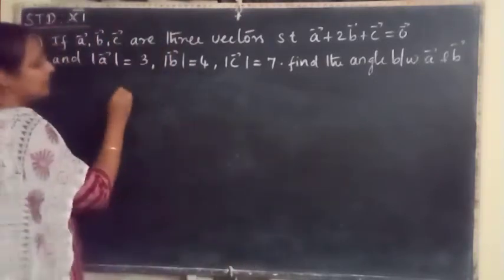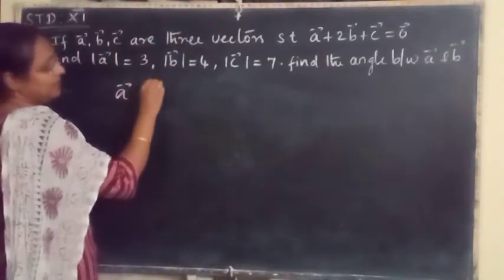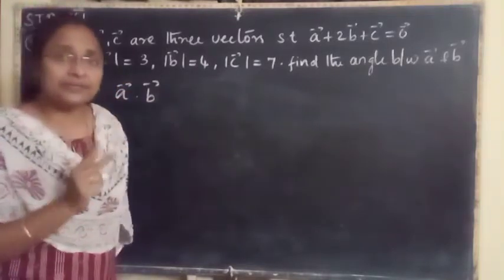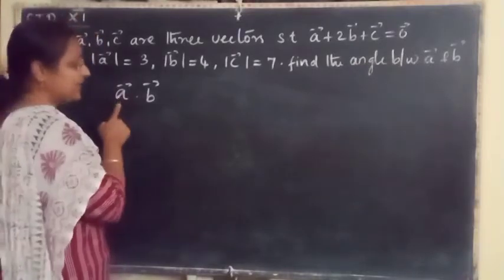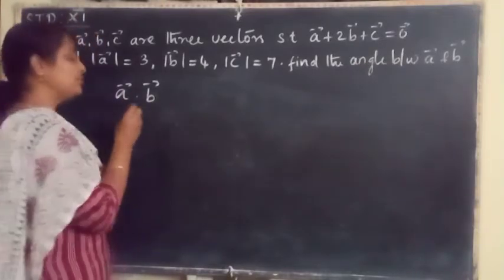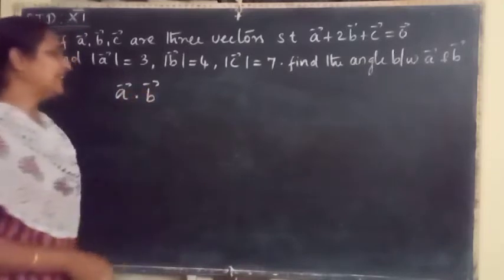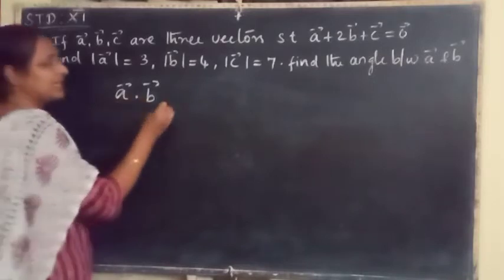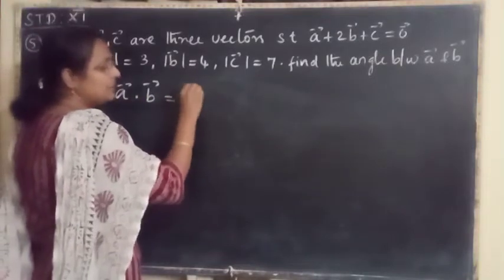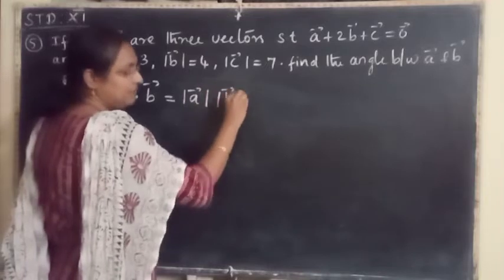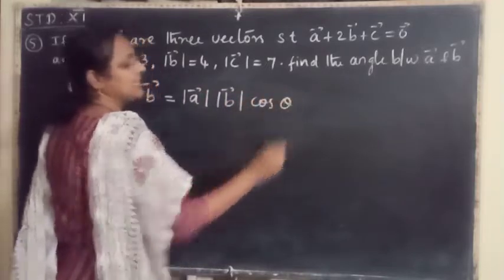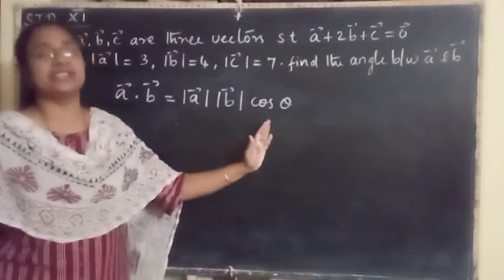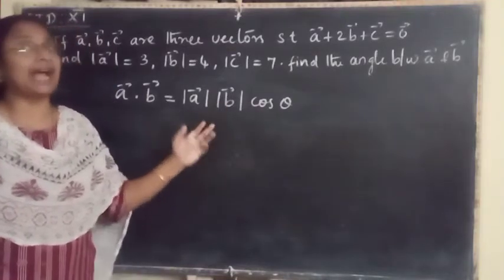Now A vector dot B vector. A and B are two vectors, and we are going to find the product between A vector and B vector, very specifically the dot product. The definition is A vector dot B vector equals modulus of A vector into modulus of B vector into cos theta. Yes or no? With this same definition, we will be able to find the value of the angle between two vectors.